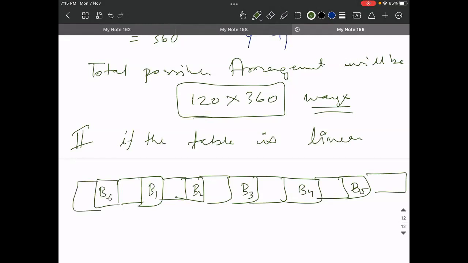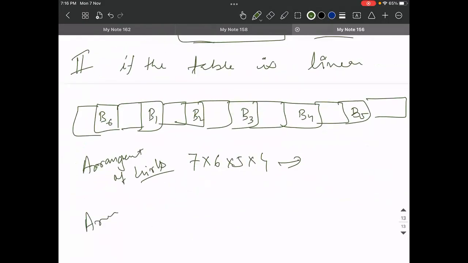So these are the six boys in total, right? Girls can have how many positions? In between, at least one boy should be there, right? So how many positions can girls occupy? 1, 2, 3, 4, 5, 6, 7 positions. So it will be 7 into 6 into 5 into 4. There are 4 girls only, right? So this many ways girls can sit. That is the arrangement of girls, and the arrangement of boys will be 6 factorial ways.